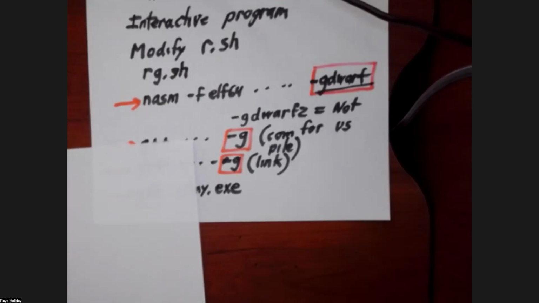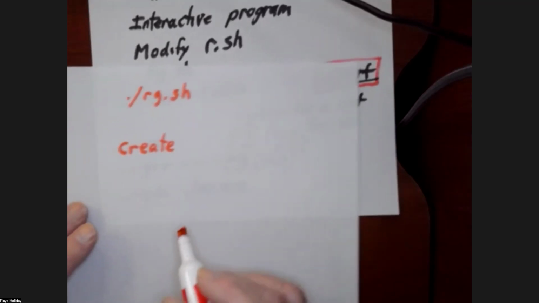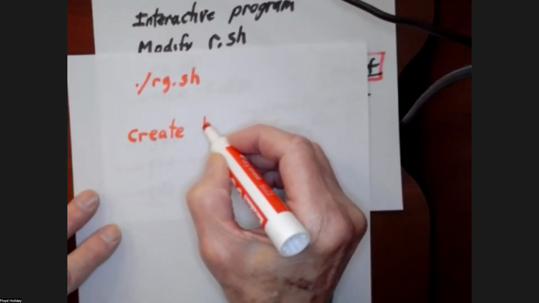Okay. So you do the obvious. ./rg.sh. And it goes through some hieroglyphics here, and then it comes out and has a waiting time for you to enter breaks or create breaks.